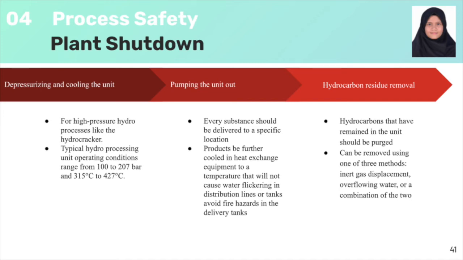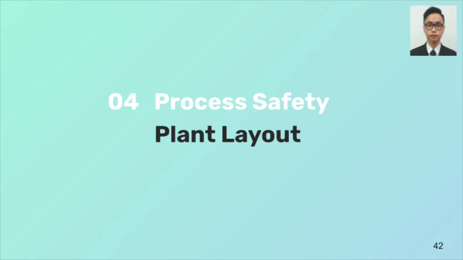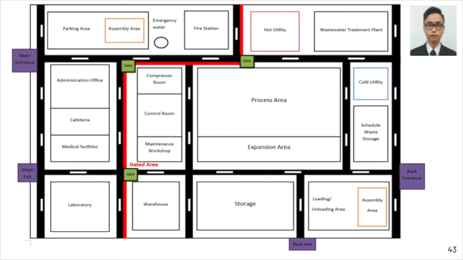So now I will be presenting the plant layout. This is the plant layout of our acrylic acid production plant. Basically, our plant is separated into three areas. The first area is the safe area, which consists of the office, canteen, medical facility, laboratory, parking and fire station.